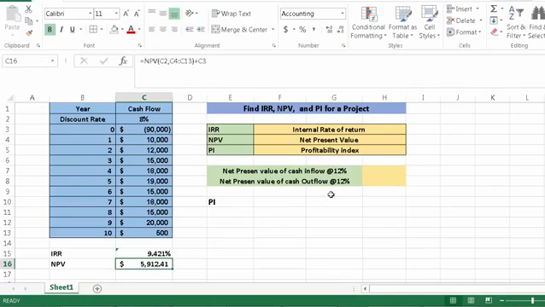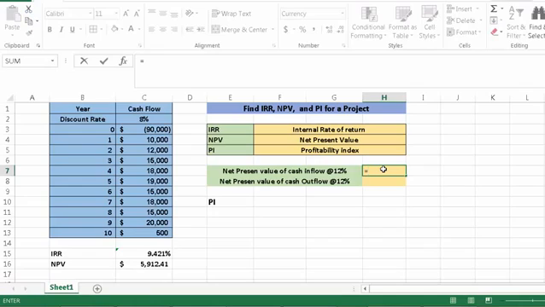For the calculation of the profitability index, first we need the present value of the cash inflow. For the cash inflow, the rate of the project is 8%, then the values we calculate from here, years 1 to 10, then close. This value is the cash inflow of the project. The cash outflow of the project is 90,000.